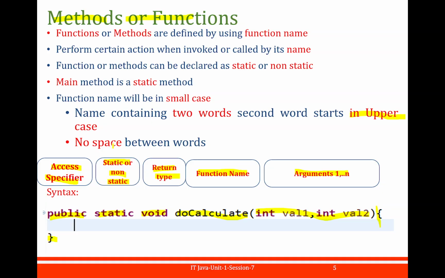That is, white spaces should not be included. A keyword cannot be used as a method name. All these rules are applicable here for the method name, with the additional thing that if you are going to use the method name in two words, the first word is entirely in lowercase and then the second word's first character in uppercase, and you should not use any space. So this is the syntax of defining a method.